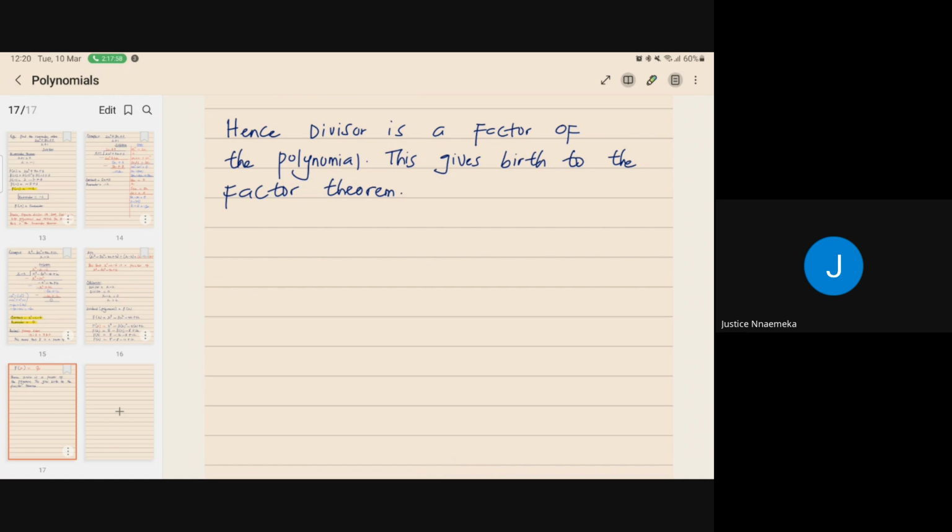A thumbs up if you understood what I said now. Good. So let's look at your factor theorem.